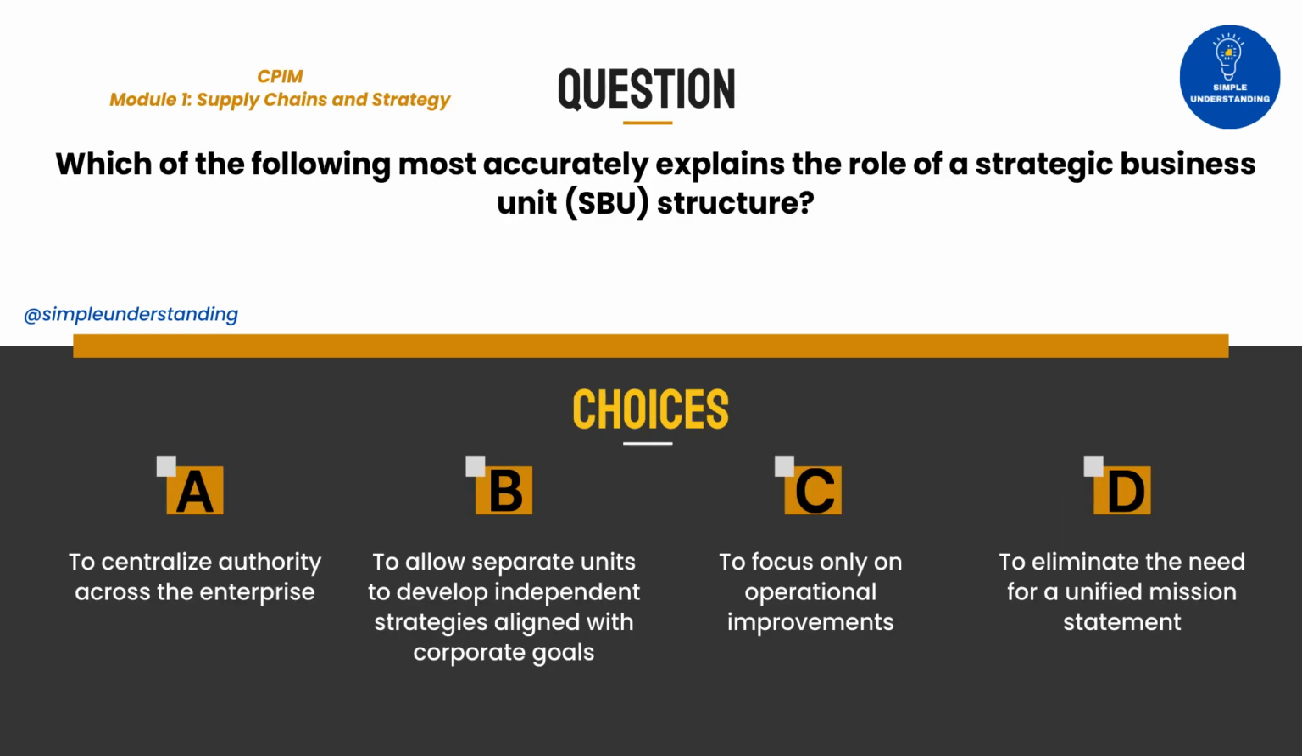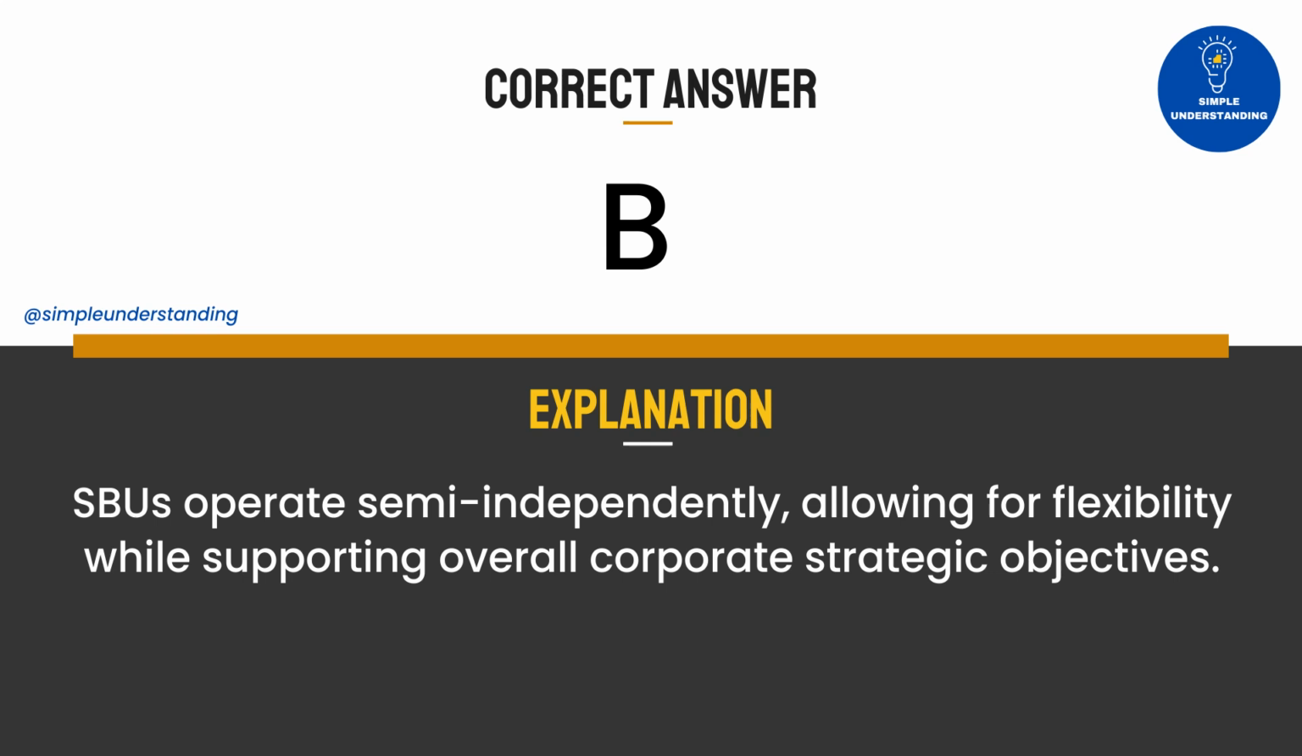Question 15. Which of the following most accurately explains the role of a strategic business unit, SBU, structure? A. To centralize authority across the enterprise. B. To allow separate units to develop independent strategies aligned with corporate goals. C. To focus only on operational improvements. D. To eliminate the need for a unified mission statement. Correct answer, B. Explanation. SBUs operate semi-independently, allowing for flexibility while supporting overall corporate strategic objectives.